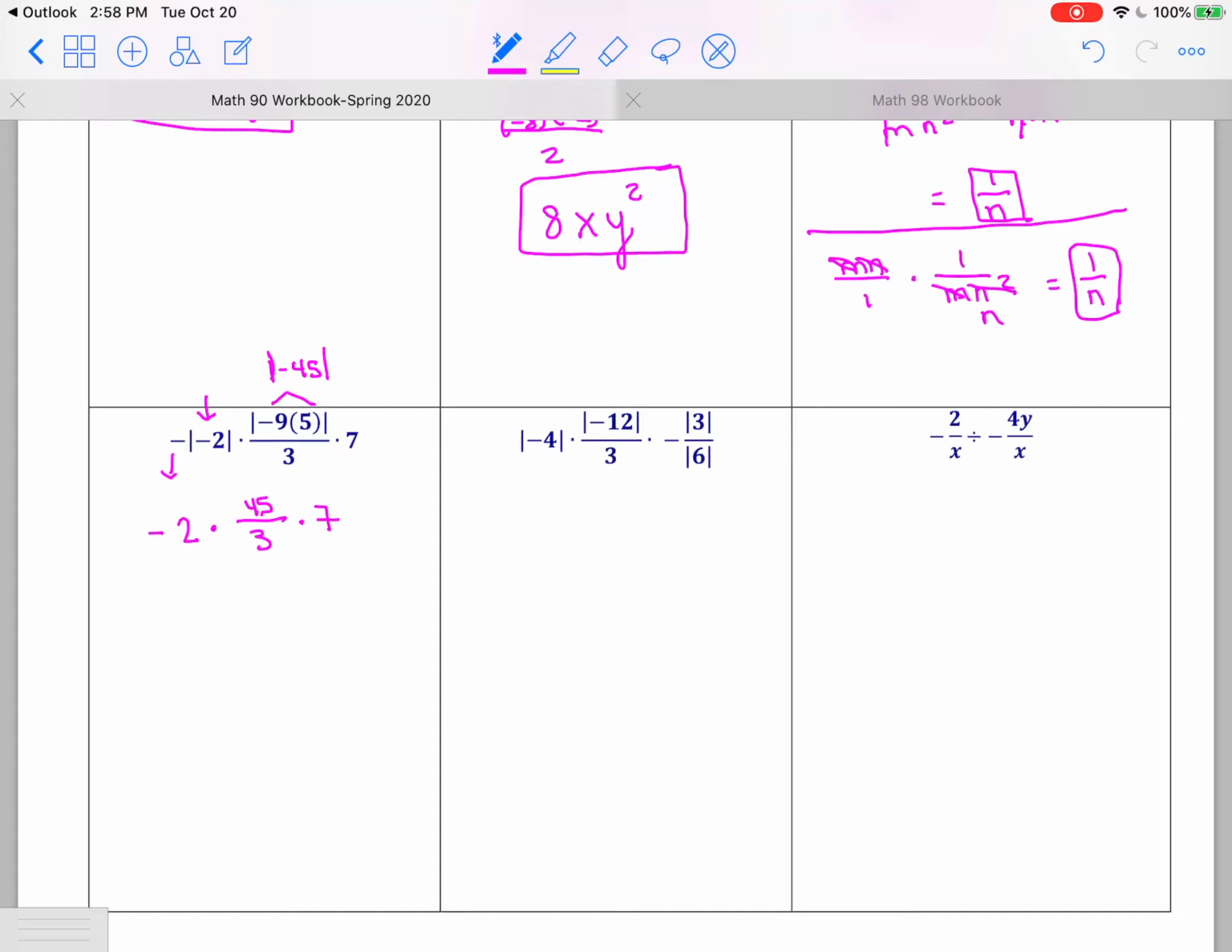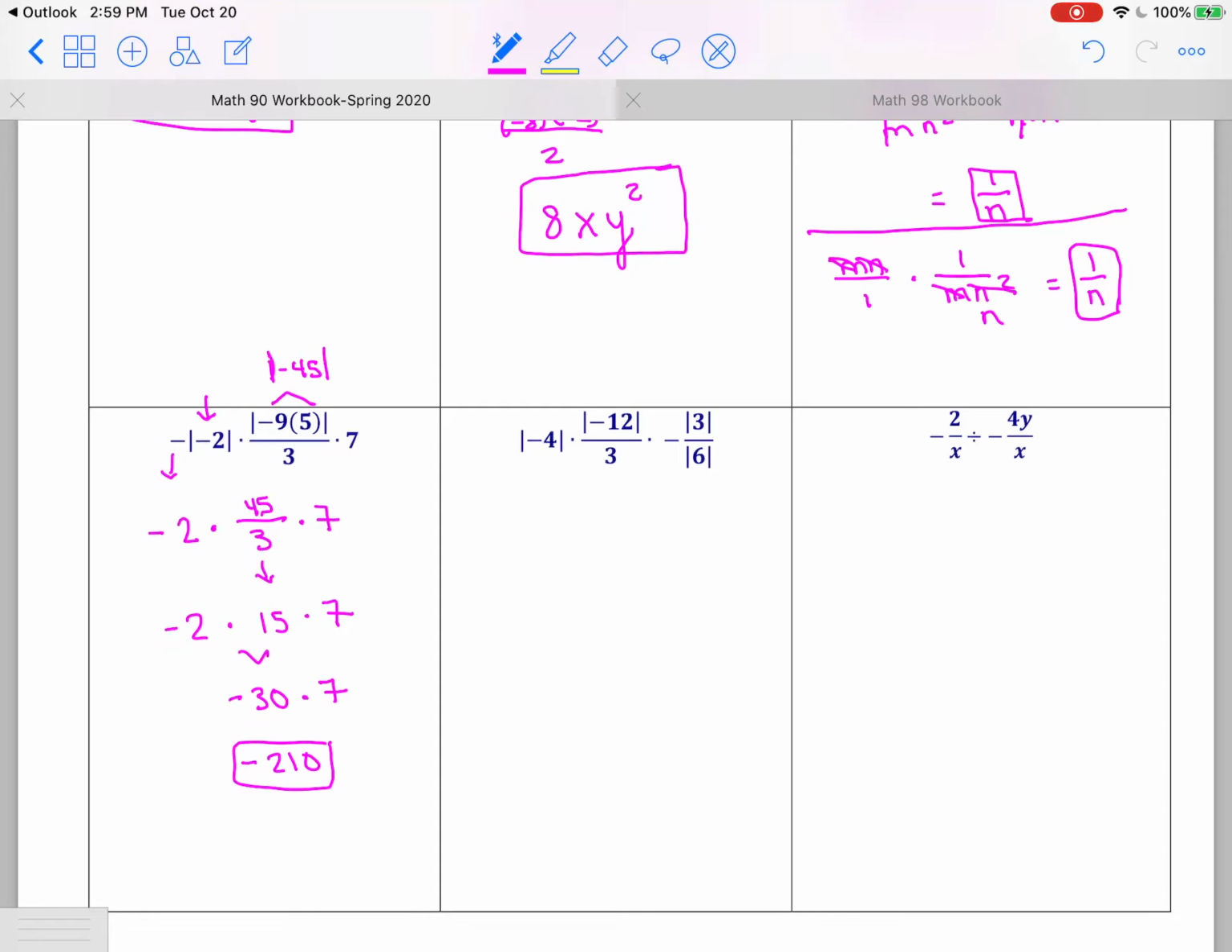Okay, and now we see we have this division here that we need to work on. We need to simplify that first. So 45 divided by 3 gives us 15. -2 times 15 times 7. If you look at this, we have one negative. So we know that our answer is going to be negative. It's going to give us a -30 times 7, which brings us to -210.